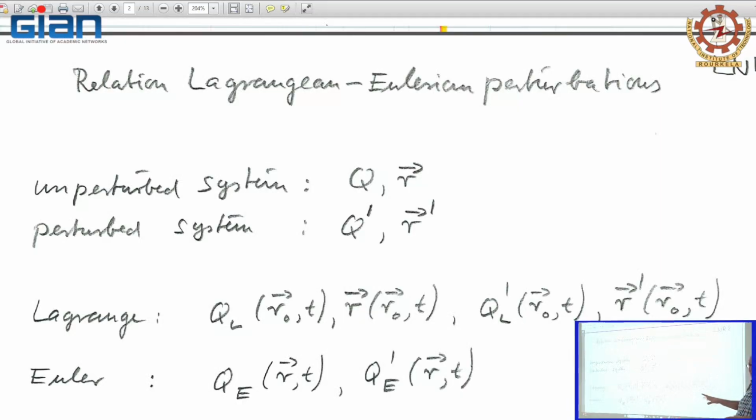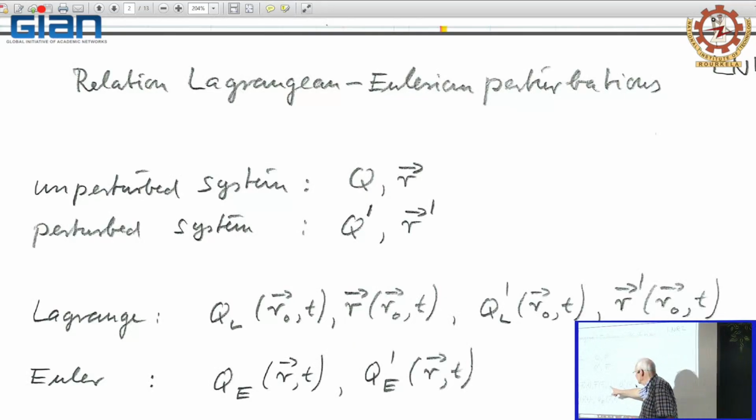And we have a perturbed system. Well, in the Lagrangian sense, we perturb the quantity q_L dash, which depends on the initial position vector and t, and the position vector itself is no longer an unperturbed quantity, so we perturb the position vector and end up with r dash, also depending on r0 and t. It's much simpler in the Eulerian picture.